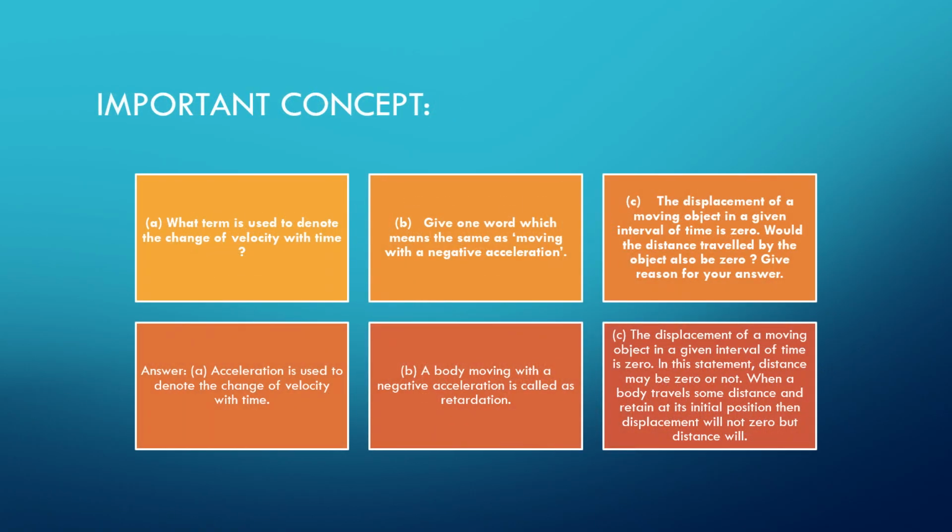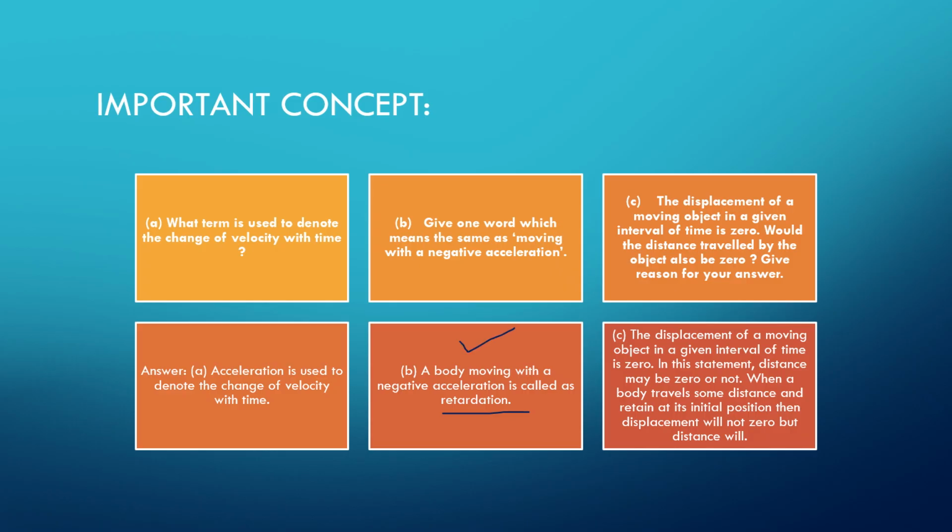And some important concepts. What term is used to denote the change of velocity with time? That is, change of velocity with time, as we have done. So the answer will be acceleration. It is used to denote the change of velocity with time. Now give one word which means the same as moving with a negative acceleration. A body moving with a negative acceleration is called retardation.